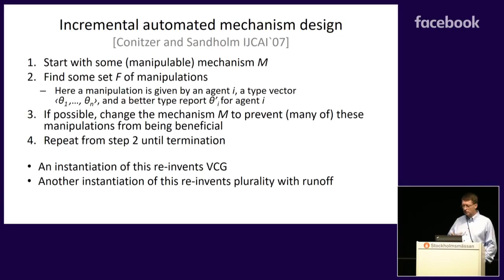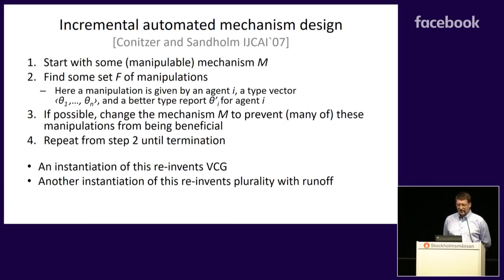One is incremental automated mechanism design. Here, the idea is that we are not going to design somehow from scratch, and we're not going to design within a parametric family. We're going to start from a naive mechanism, which is highly manipulable, and then we're going to start to find those manipulations, and we're going to fix them. If you think about automated mechanism classes, this would be a third kind of approach.